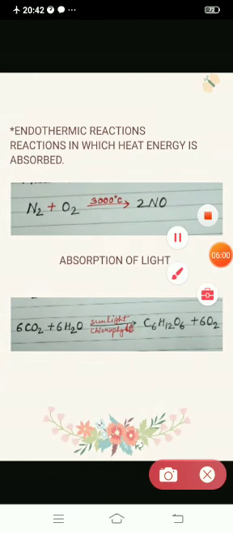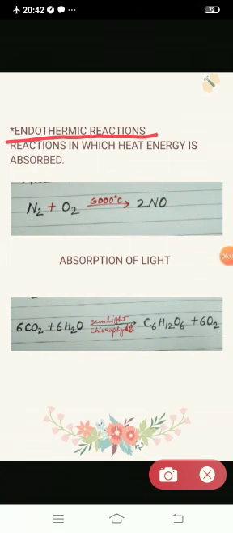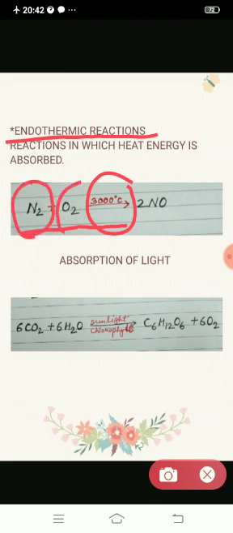Moving on to the other type of reaction, that is the endothermic reaction. In an endothermic reaction, heat energy is absorbed, meaning for the reaction to take place we need heat. Energy is absorbed during the reaction when nitrogen and oxygen react in the presence of heat energy, about 3000 degrees Celsius. Then nitrogen oxide, or nitric oxide, is formed.